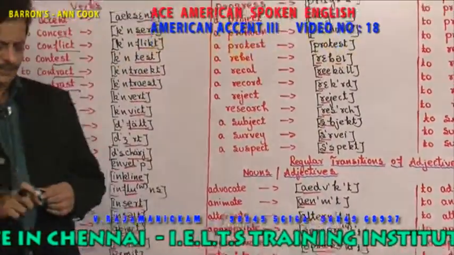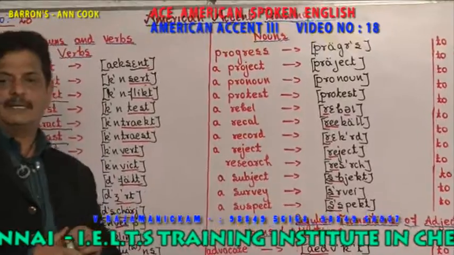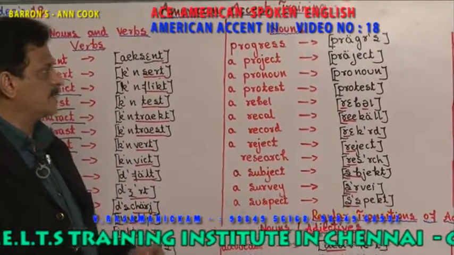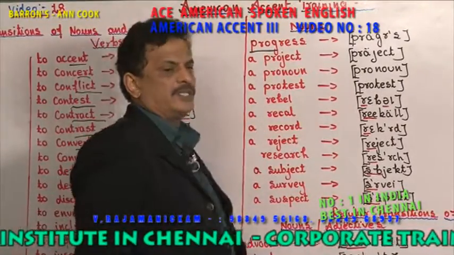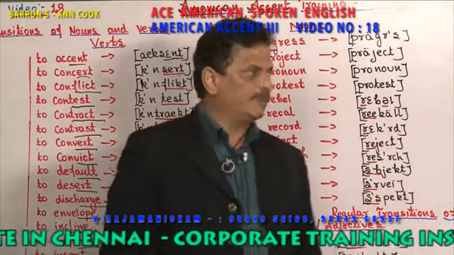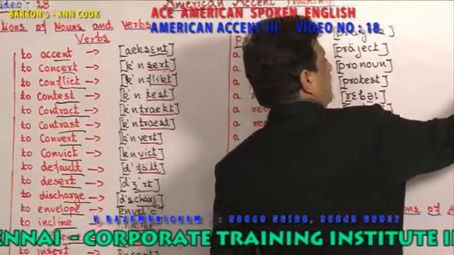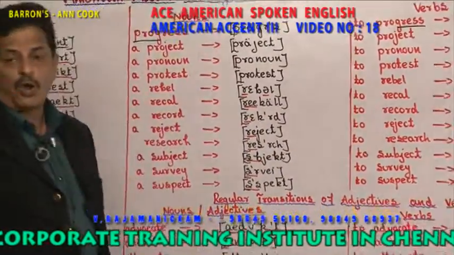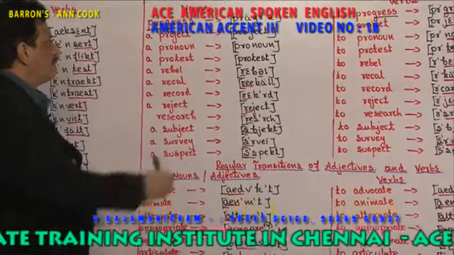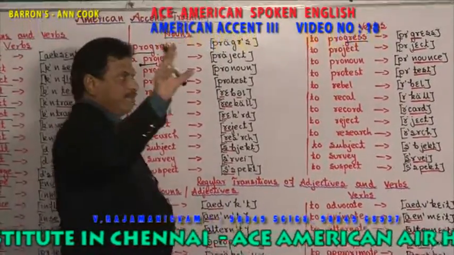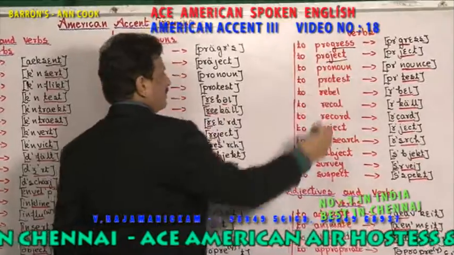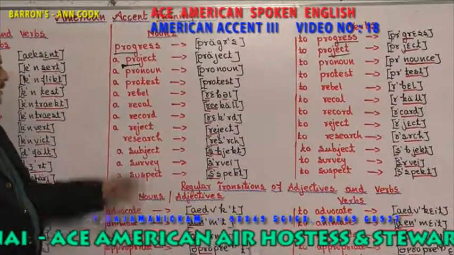So if you stress the first syllable, it becomes a noun, and if you stress the second, last syllable, it becomes a verb. See, nouns and verbs. Progress. Progress means what? See, progress report. To progress. When you stress on gress, it becomes a verb. Progress, to progress. Project. A project. To project means what? Projecting something through the camera.